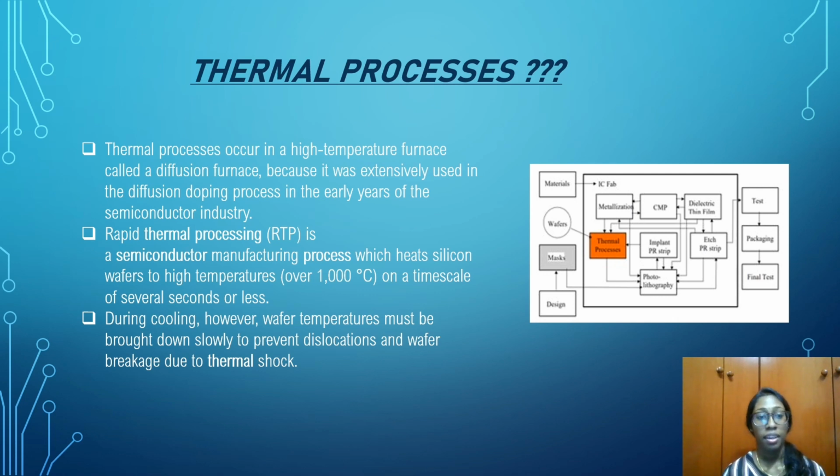A rapid thermal processing, or RTP, is a semiconductor manufacturing process which heats the silicon wafers to high temperatures, over 1000 degrees Celsius, on a time scale of several seconds or less. During cooling, however, wafer temperatures must be brought down slowly to prevent dislocations and wafer breakage due to thermal shock.